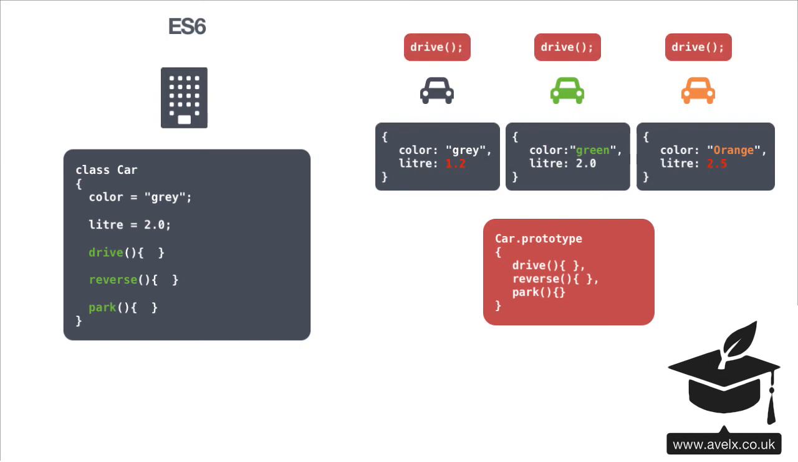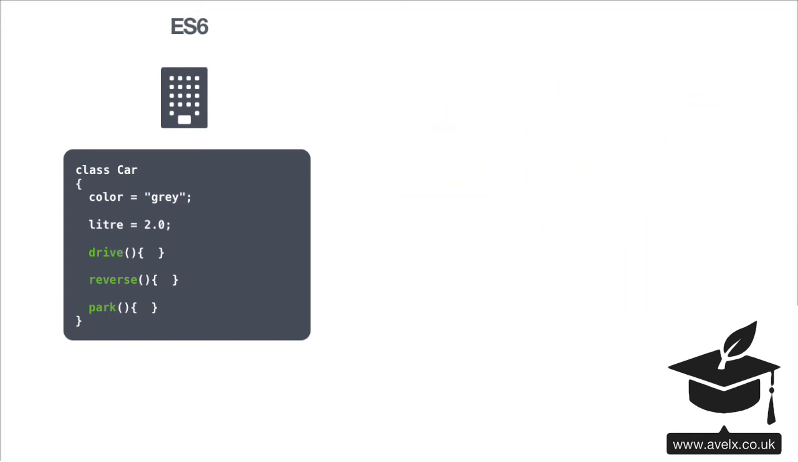Instead, when you invoke the drive method on any one of the car instances, it will look for the key name drive. It won't find it on the instance level, so it goes down to the prototype object. Essentially, a prototype object is a shared object.